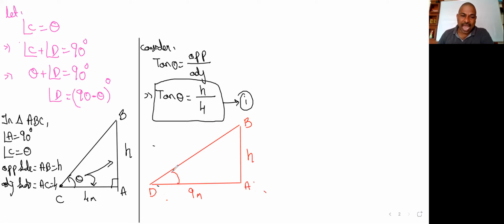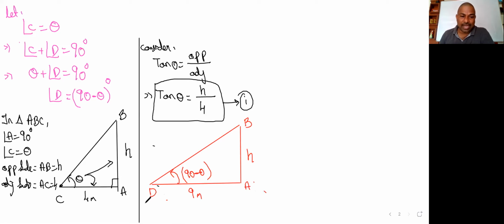Now, let's draw the second triangle, which is the bigger triangle. Yes, this is the second triangle. In that one, this is A, this is B, and this is D. The distance from here to here is 9 meters. Of course, the height is h, and the angle of elevation is 90 minus theta.